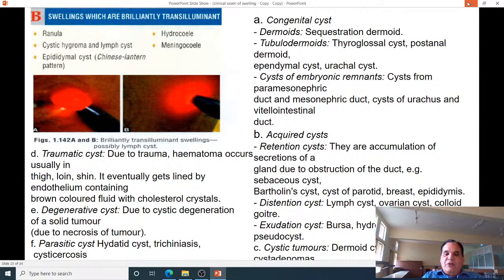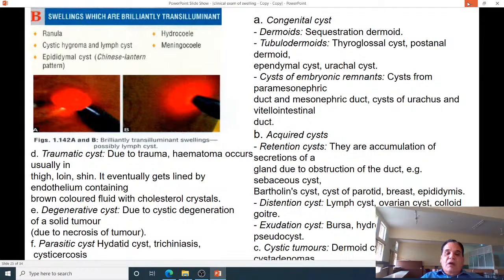And what are the different types of cysts? A. Congenital: dermoid or tubulo-dermoid. B. Acquired: retention cyst, Bartholin cyst, parotid cyst, distension cyst. Distension cysts are ovarian and colloid goiter. Colloid goiter is a distension cyst. Exudation cyst, slow exudation of fluid: bursa, hydrocele and pancreatic pseudocyst. Cystic tumors: dermoid cyst of ovary, commonly cystadenoma.